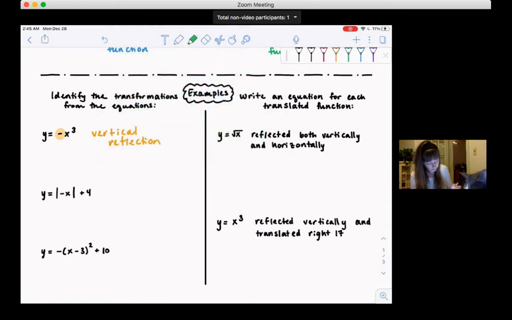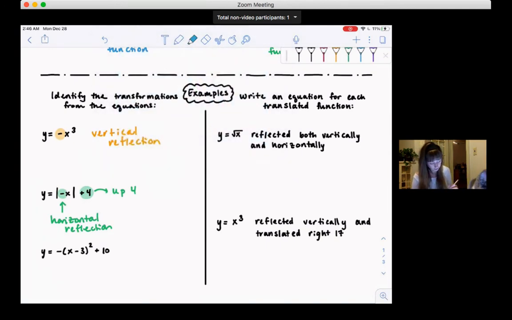Okay, our next one has two transformations. We have a negative inside, and then we have a +4 outside the function. So the negative inside, this is a horizontal reflection. And then the +4 outside, that was like what we learned in last lesson. That takes us up 4. So we have a horizontal reflection and an up 4 translation.